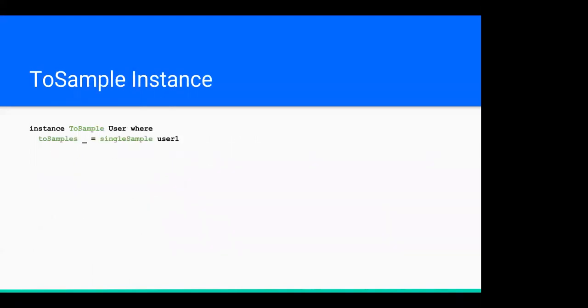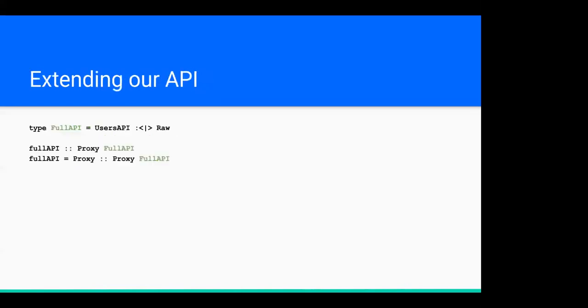And then for toSample, anything that you have either as the result of one of your HTTP methods or something that you use within a request body, you need a toSample instance. The only instance of that we have is our user class, and you can just use the sample instance. You just supply a couple of examples, and it will create those and format them properly.